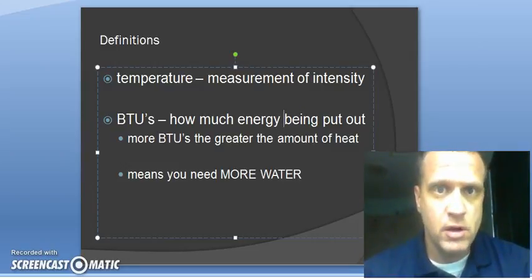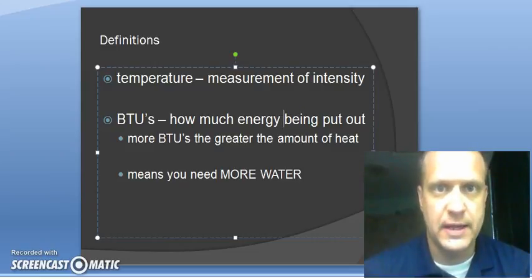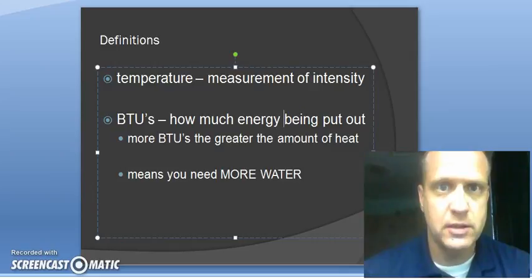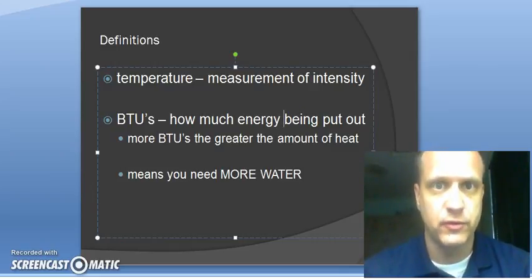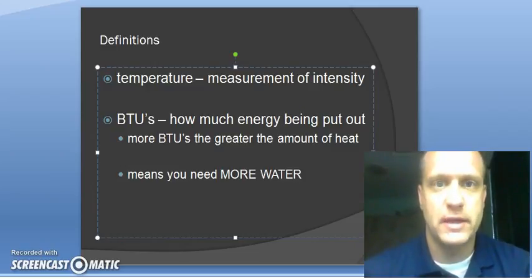A BTU is a British thermal unit, a scientific measurement. It measures the energy of that heat, how much energy is being put out. A 10,000 BTU furnace does not put out as much energy as a 20,000 BTU furnace. If you are always cold, you want more BTU output. The more BTUs that are put out, the greater the energy of the heat.